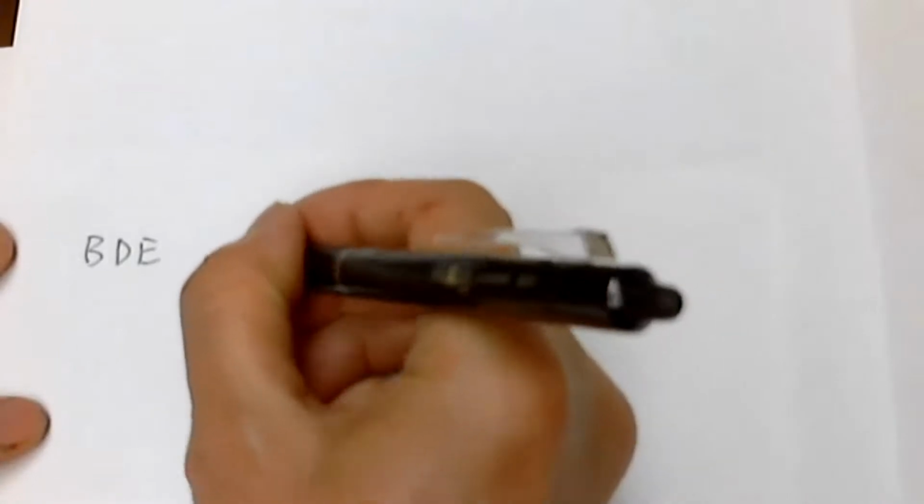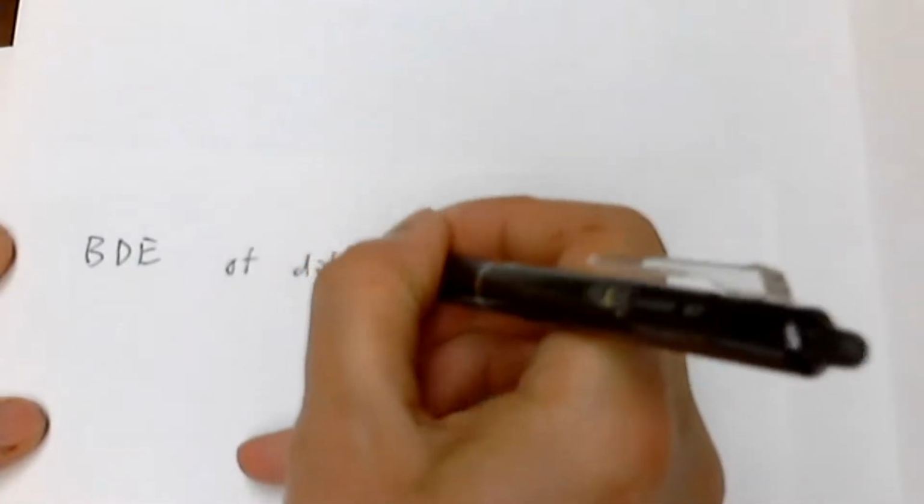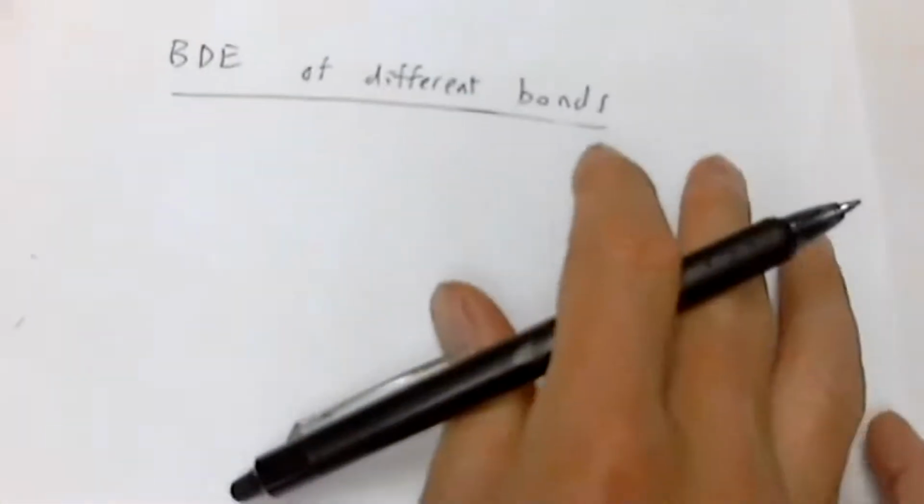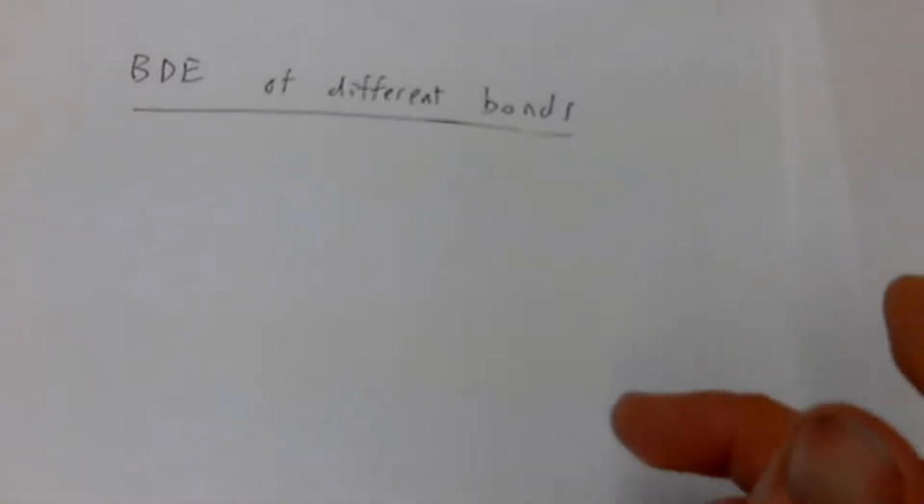All right, so put this down. So maybe a good question is, what are some BDEs of different things? Examples of BDEs, bond dissociation energies of different bonds. Let's consider some bond dissociation energies of different bonds.